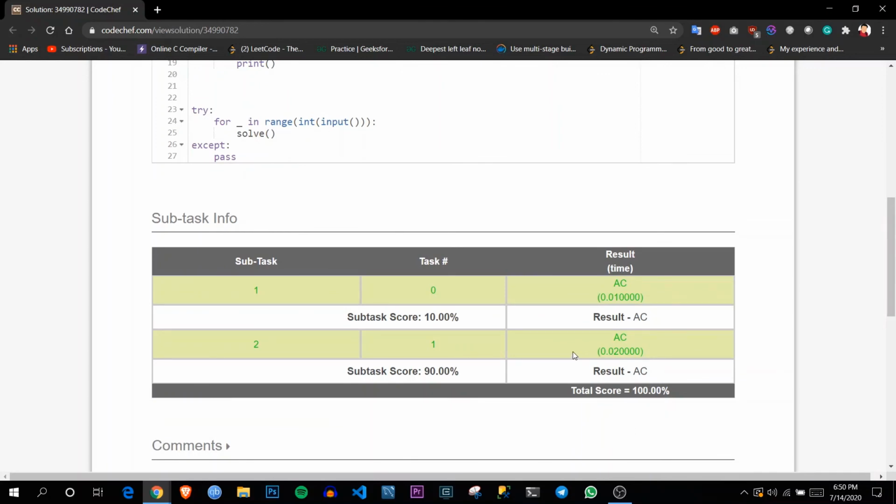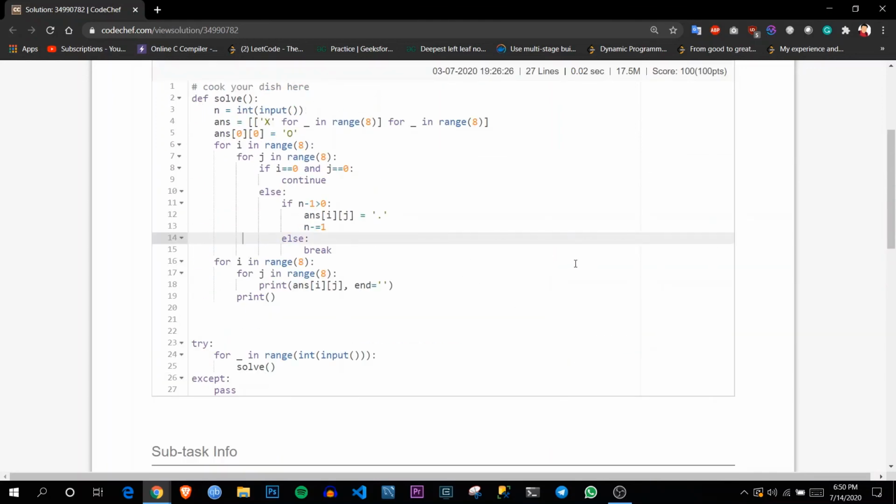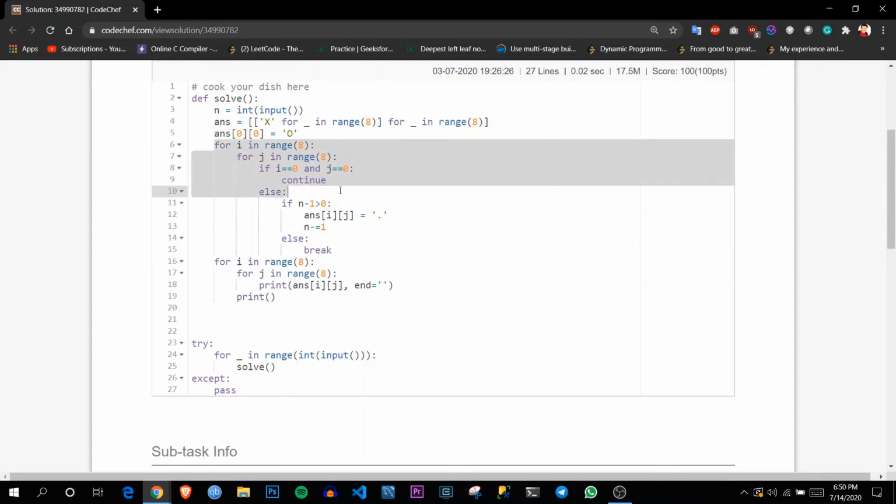The time complexity of this problem is n square, because n and m are both 8 here, as it's an 8 cross 8 board. We are just using a nested for loop, so it's order of n square. So this is how we can solve this problem from CodeChef.